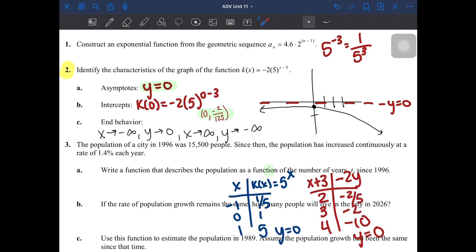Also, this graph is going down. Please do not be mistaken. We look at the base. If the base is bigger than 1, it is going to be growth. So please, I know this is going down. It is not decay. The base is bigger than 1, so it's going to be growth.